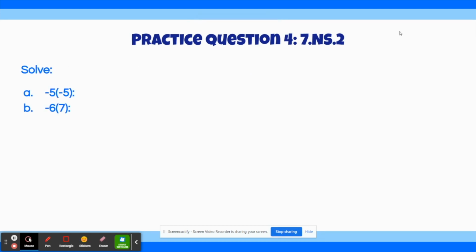So this gives us our final answer of 8 and 1/4. And the fourth practice problem has two parts. The first one says -5 times in parentheses -5, and the second part says -6 times in parentheses 7. So you can solve both these parts by yourself, and when you're ready to see the answers, you can play the video again.